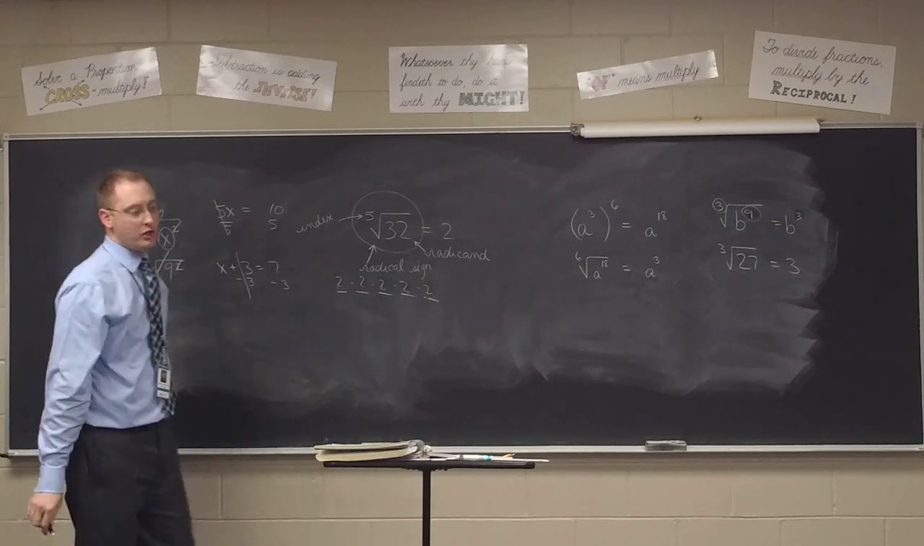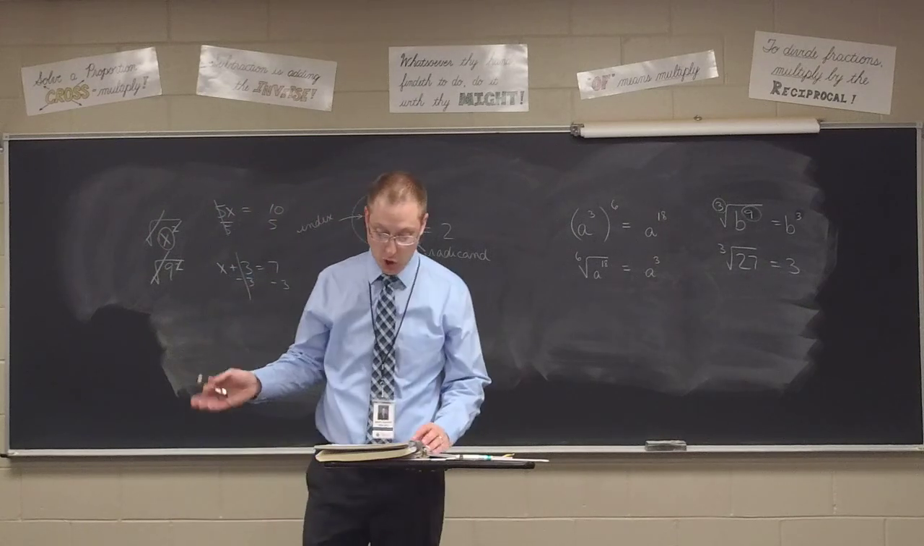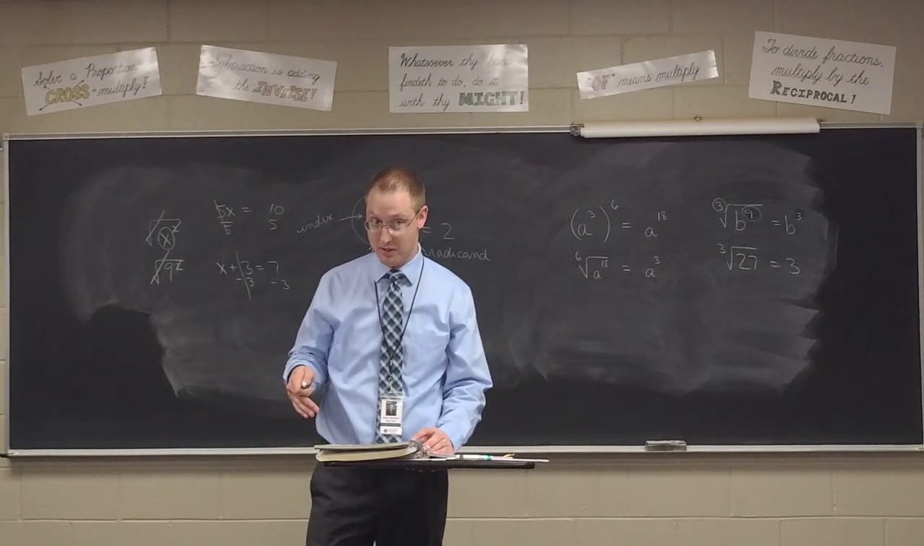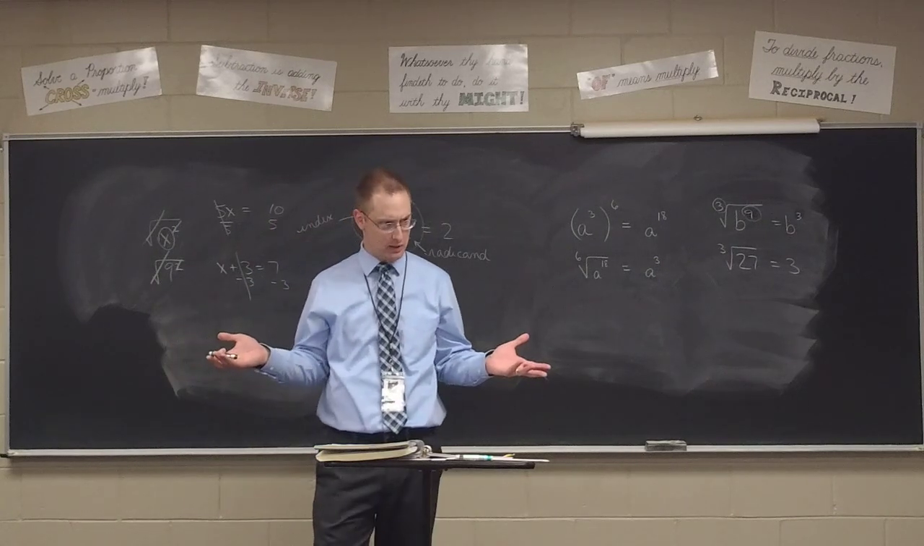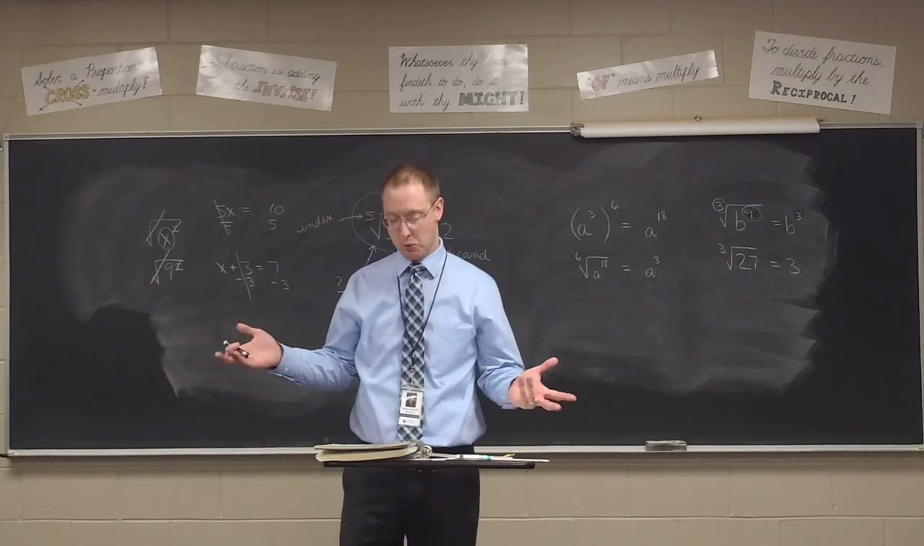Look at the next one. The cube root of r cubed. R, because the cube and the cube root cancel because they're exact opposites of each other. Does that make sense? Or you could think 3 divided by 3 is 1, so r to the first.